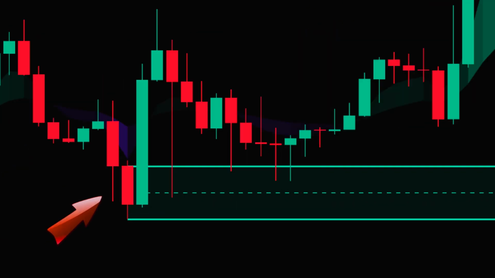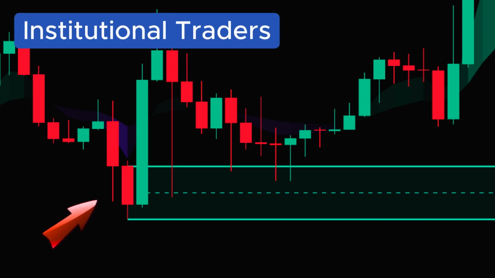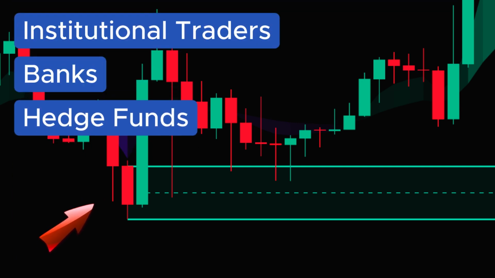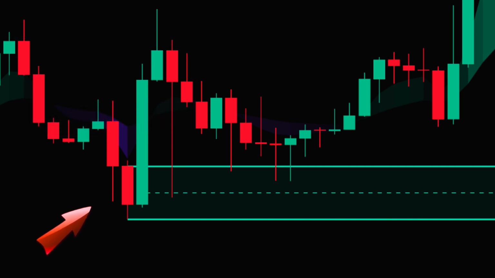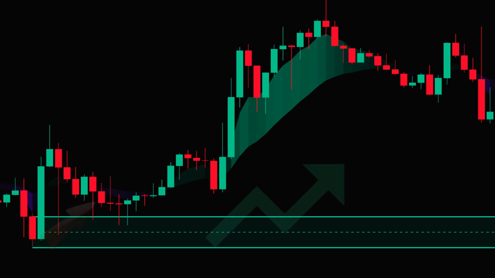Order blocks are price ranges where large market participants like institutional traders, banks, or hedge funds have previously placed large amounts of buy or sell orders. And this large amount of buy or sell orders created a significant price movement in the market. So order blocks are areas of the chart where there have been large amounts of orders executed.